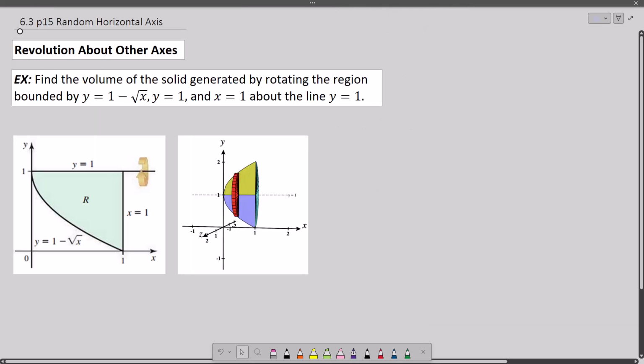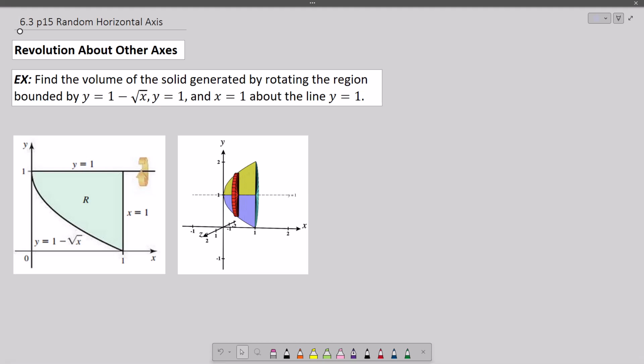So, now that you have that mastered, let's up the ante and create a random axis of rotation instead of a coordinate axis of rotation. So, we've got this region, 1 minus root x. y equals 1 is this horizontal line, x equals 1 is this vertical line. And we're going to rotate not about a coordinate axis, but about the line y equals 1. So all the geometry is the same. All we have to do is be careful.